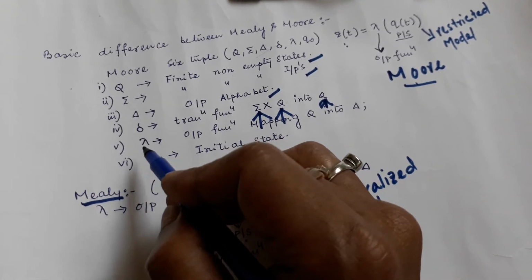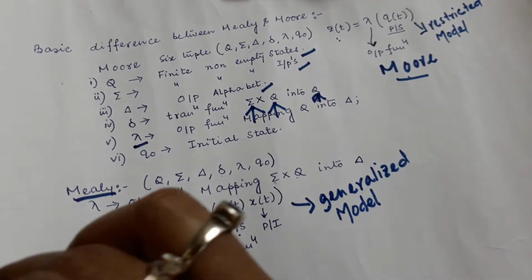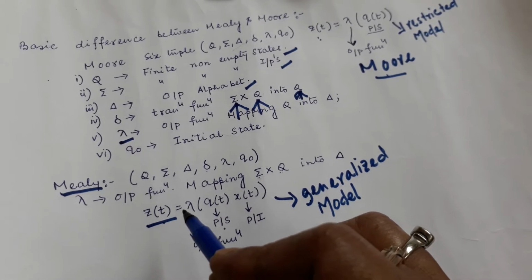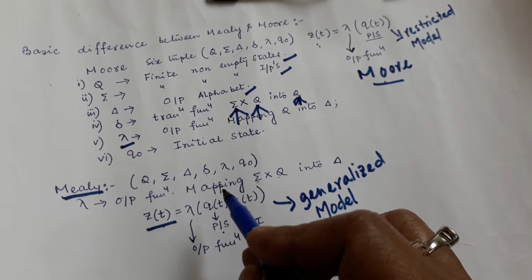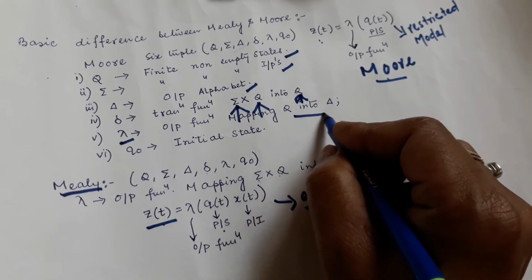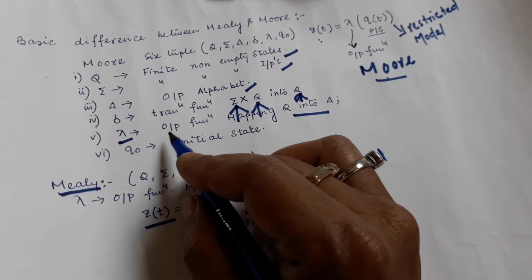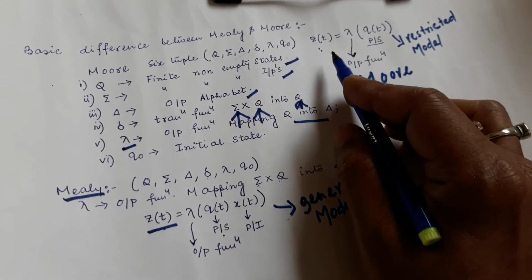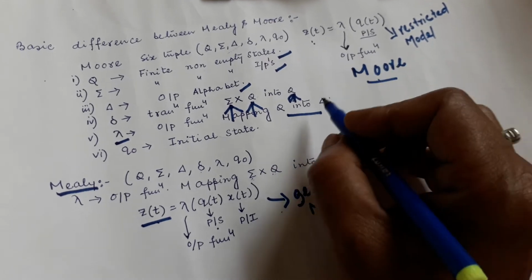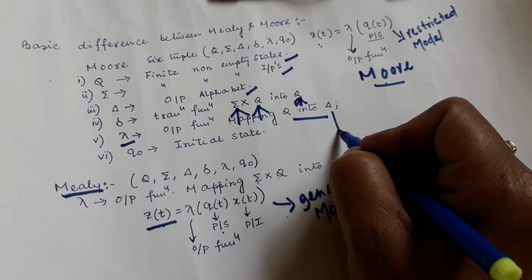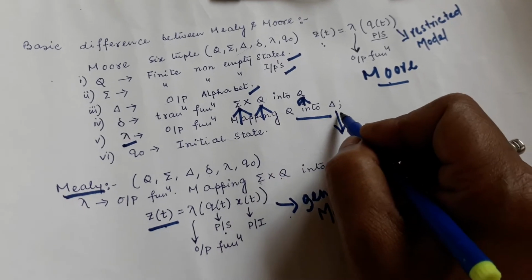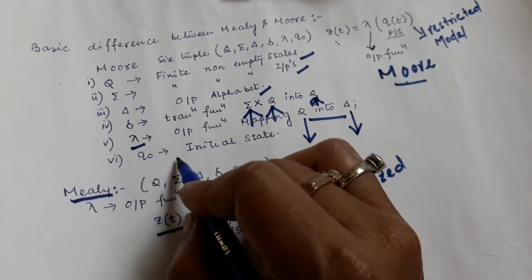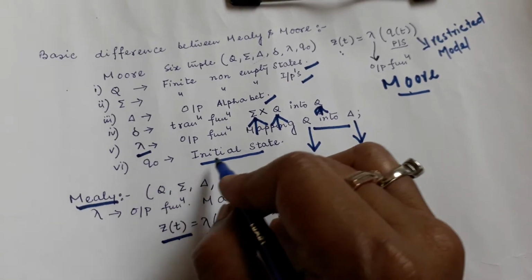Now this is the difference. This is lambda over here. This is the output function, which maps Q into delta. So what do we mean by that? This is the output function. If you think about a Moore machine, where the output depends only on the present state, this is the output, right? So the output depends on the present state. Now q0 in this case is the initial state.